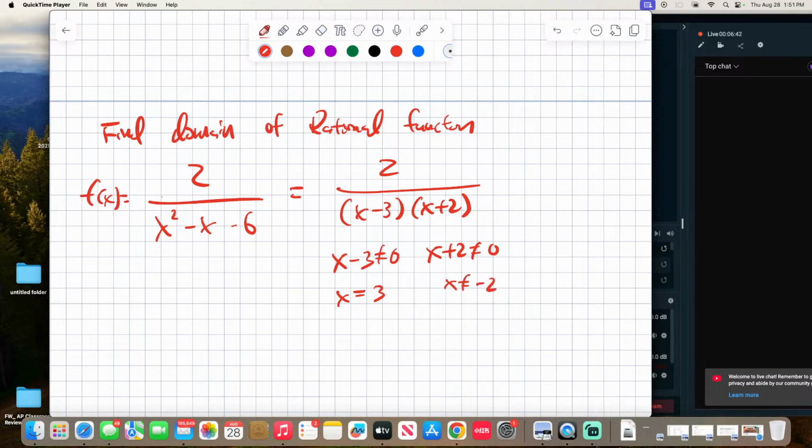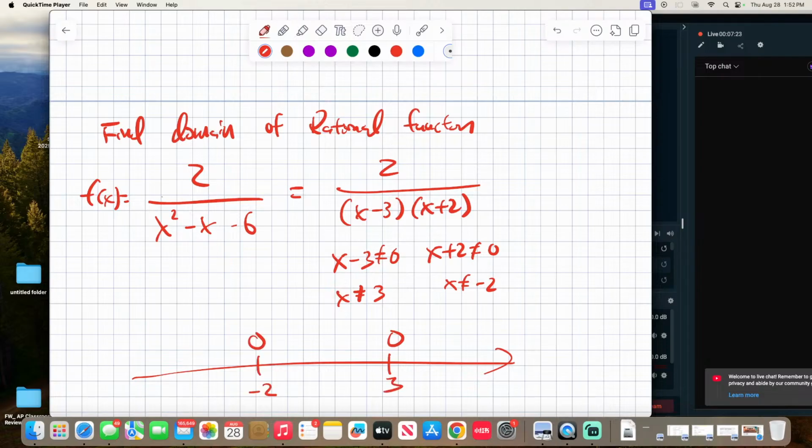Now, this is just factoring. You just cannot equal those numbers because x equal to those numbers is undefined. That means the bottom is equal to 0. If the bottom is equal to 0, it's undefined. Thou shall not divide by 0. That's one of the rules. So your domain is basically everywhere except negative 2 and 3.